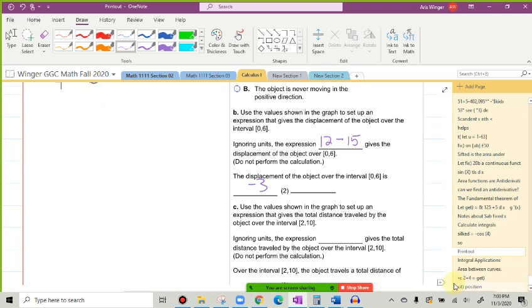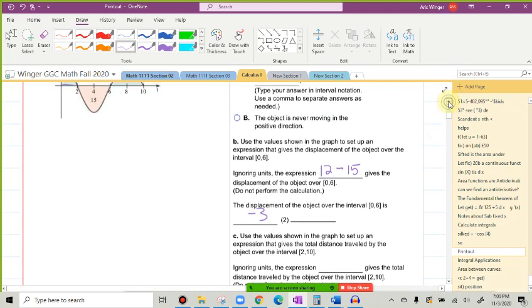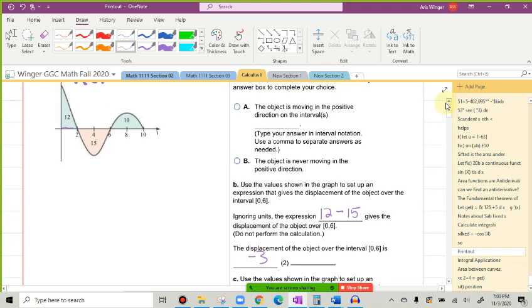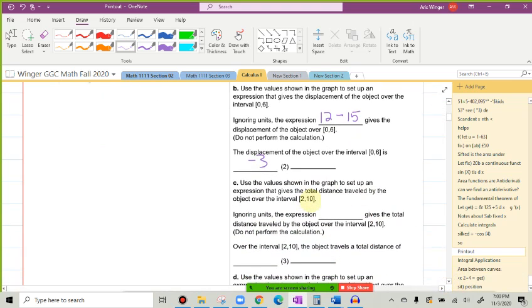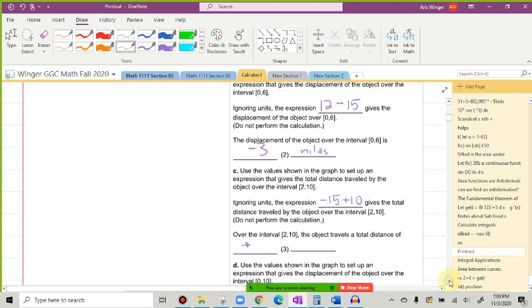Using the values shown in the graph, set up an expression that gives the total distance traveled by the object over the interval 2 to 10. Same thing. So then it's going to be -15 plus 10. Oh, this is probably miles. -15 plus 10, and then you're right, -5. Oh, do not perform the calculation.